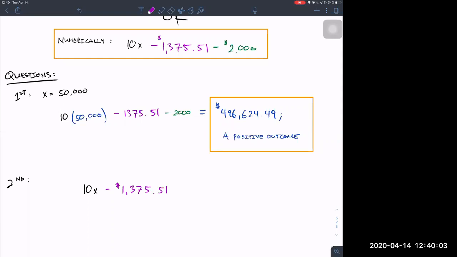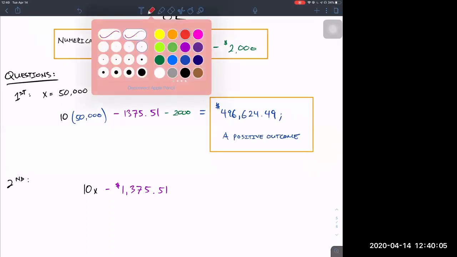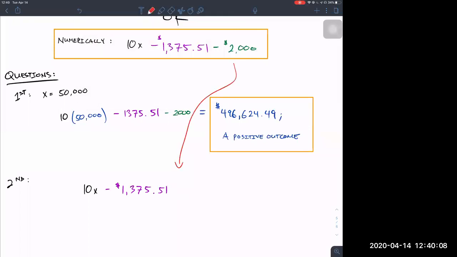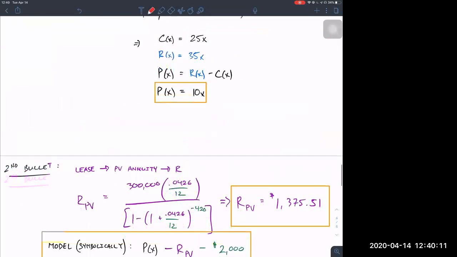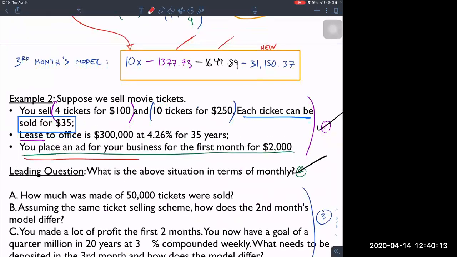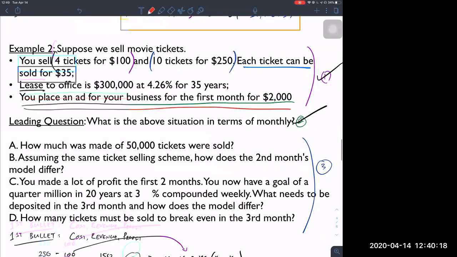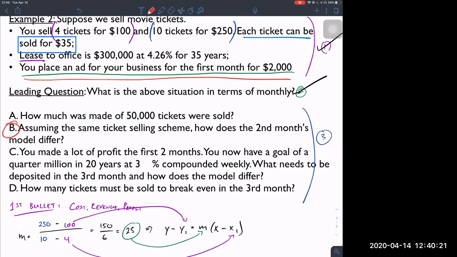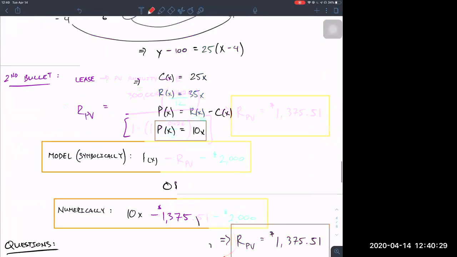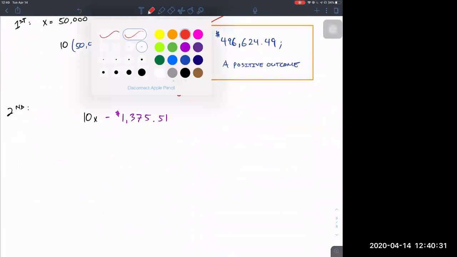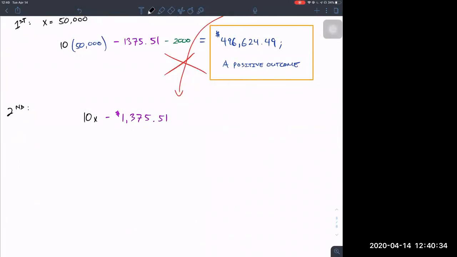But then you realize, or hopefully you realize, that this 2,000 does not come because it was a one-time payment, and it was noted right here, right? You place an ad for your business for the first month for $2,000, and then that's what's leading to letter B, or the second question here. Assume the same ticket selling scheme. How does the second month's model differ? Well, you have no $2,000 expense now, right? You save $2,000. So this would be your second month's model.